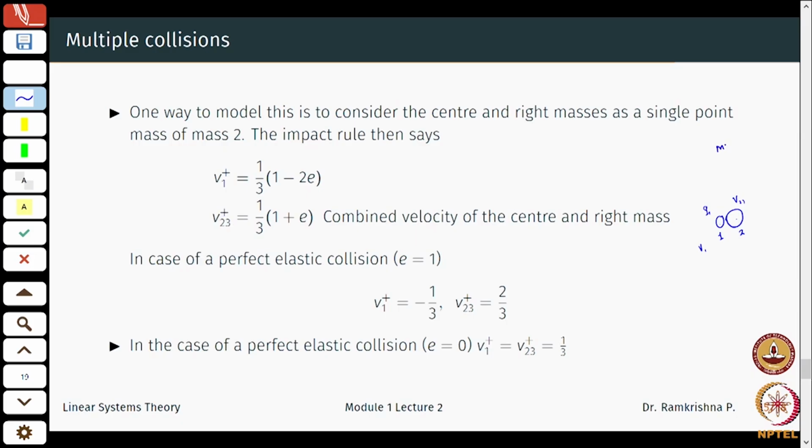So again, all the masses are 1. So these expressions are easy to derive. In case of a perfect elastic collision, we can expect this: the velocity of this one changes and this one becomes 2 by 3, and so on. And similarly in the case of a perfectly inelastic collision, when E equal to 0. I think we know a bit of this physics, so we will not delve too much into the details of this. Now, is this the only way to model?